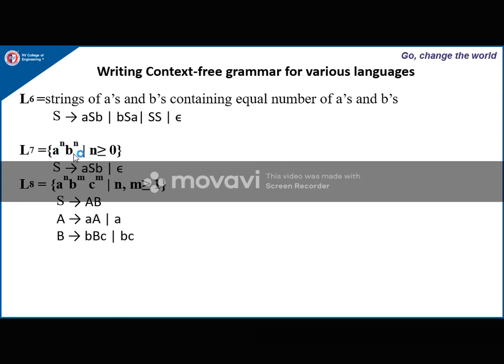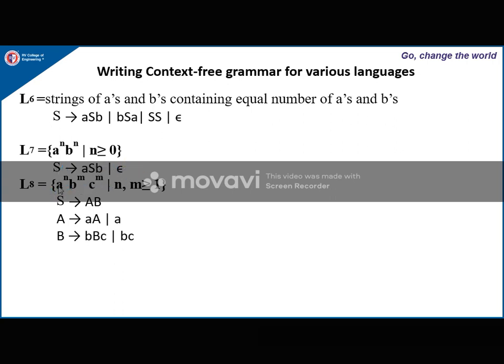Next is a^n b^n, n greater than or equal to 0. So here for every A I should have a corresponding B. So S derives aSb, and n is greater than or equal to 0. So the empty string also belongs to the language. If n is greater than or equal to 1, then my empty string will be replaced by ab.